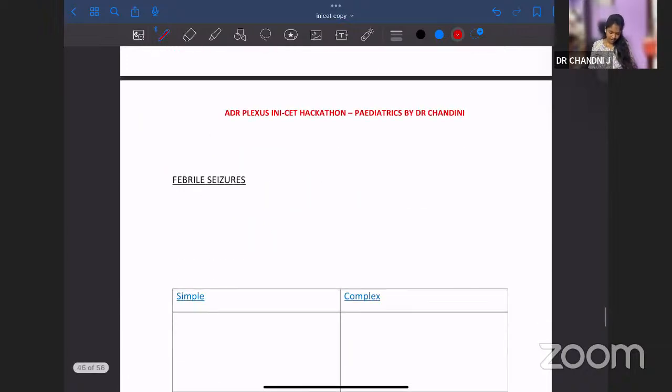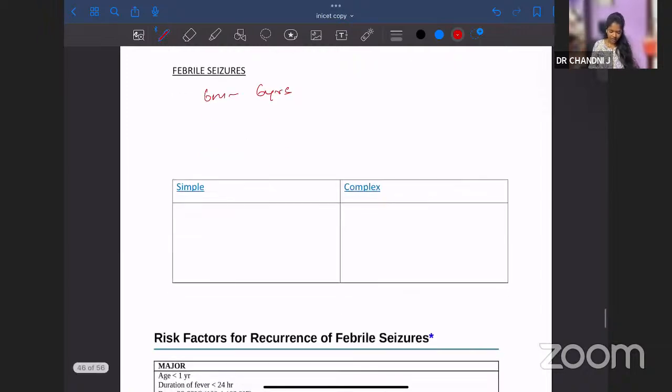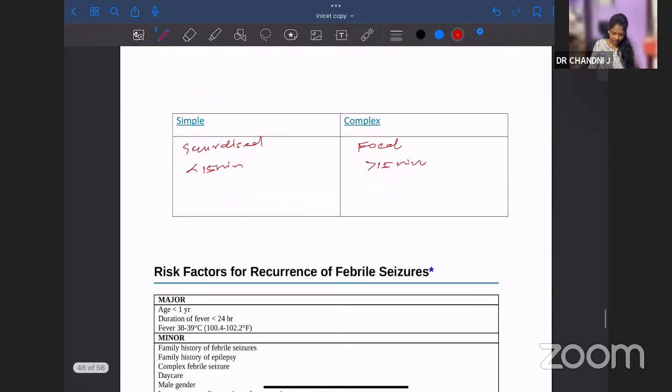Okay, next. Febrile seizures. What is the most common age group for febrile seizures? 6 months to 6 years. Okay, you will divide them into simple febrile and complex febrile. Simple is when it is generalized. Complex is when it is focal. Next, when it's less than 15 minutes, it's simple. More than 15 minutes is complex. Then if it occurs within 24 hours of fever, it is simple. If it occurs more than 24 hours after fever, it is complex. This we have to know.